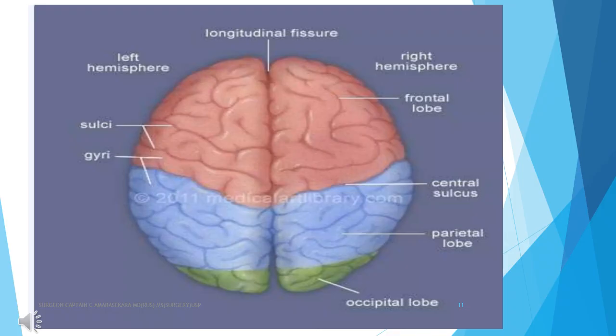The central sulcus, a key landmark, divides the frontal lobe anteriorly from the parietal lobe posteriorly. This groove separates two critical gyri.